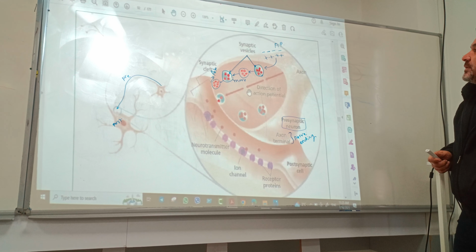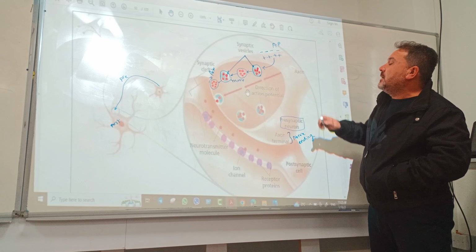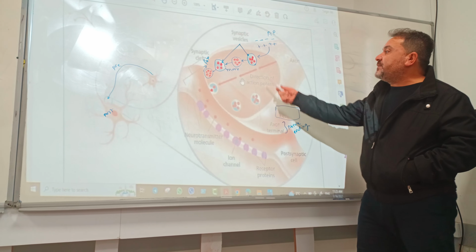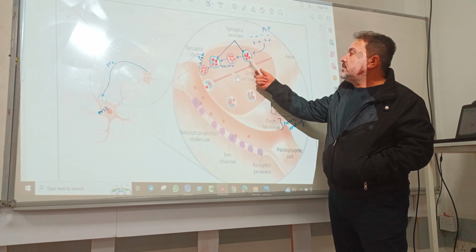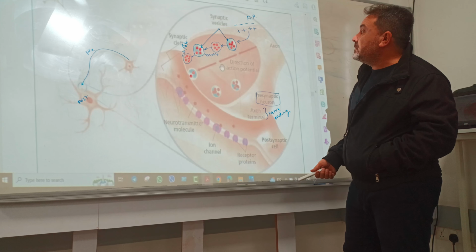How does communication occur between two neurons? The action potential must reach the axon terminal. This action potential affects the vesicles that contain neurotransmitter. Neurotransmitters are stored in the vesicles of the axon terminal or nerve ending.